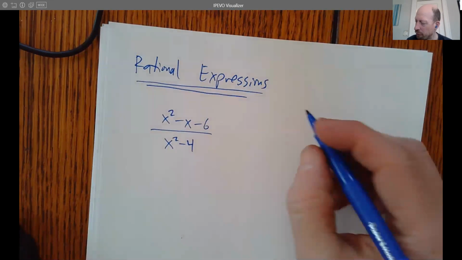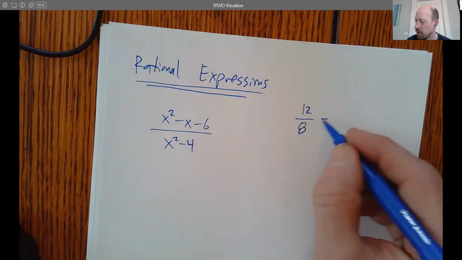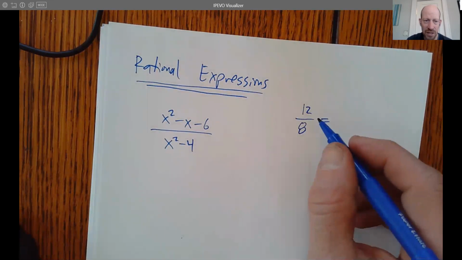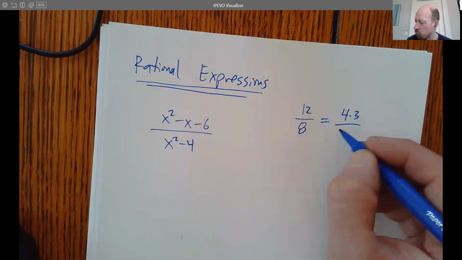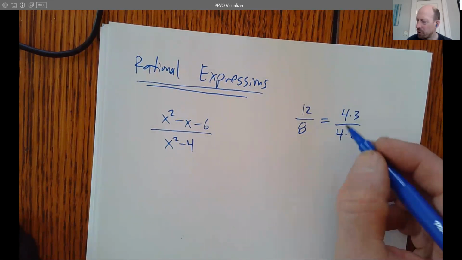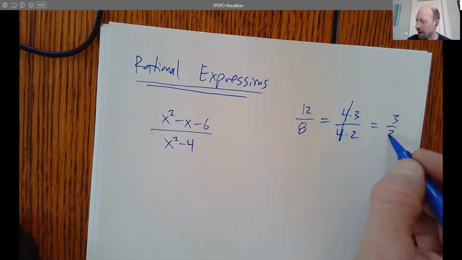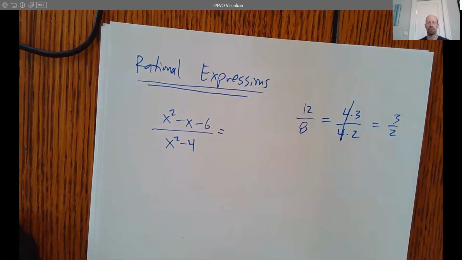So for instance, if you saw a fraction that looked like 12 over 8, probably your first instinct would be to reduce that. And you might not write it out quite so formally as this, where you factor both the top and the bottom and then cancel that common factor. You'd probably think of it as dividing top and bottom by 4, but it gives you this reduced or simplified version. And so that's exactly what we want to do with this rational expression as well. We want to make sure that it's simplified.